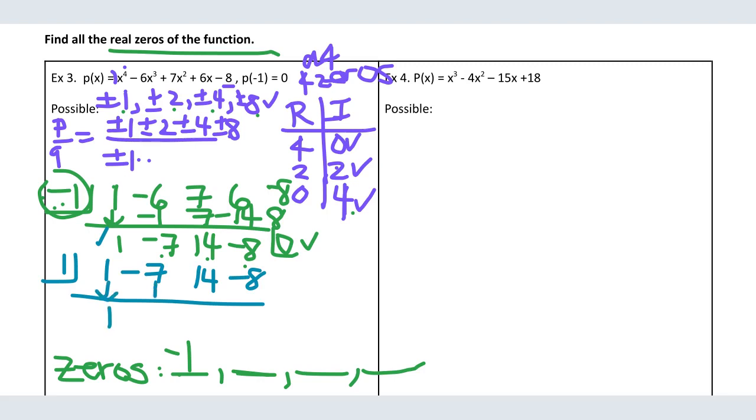We know negative 7 plus 1 is negative 6. Negative 6 times 1 is negative 6. 8 plus negative 6 is 2... 14 plus negative 6 is 8. 8 times 1 is 8. Negative 8 plus 8 is 0. That means 1 is an additional zero. Now that we've done the process twice, we started with the 4th power, then we got to the 3rd power, now we're at the 2nd power.